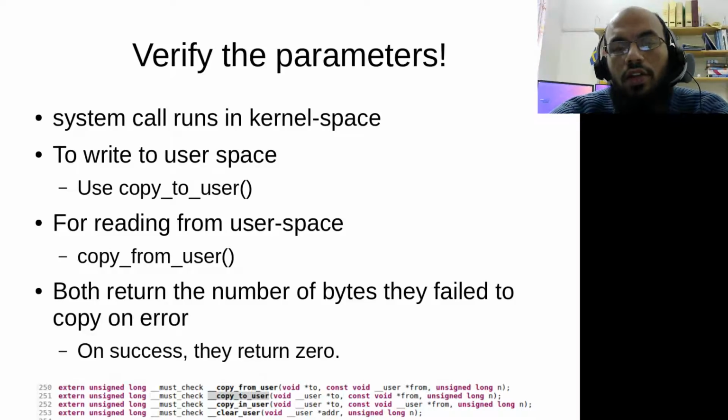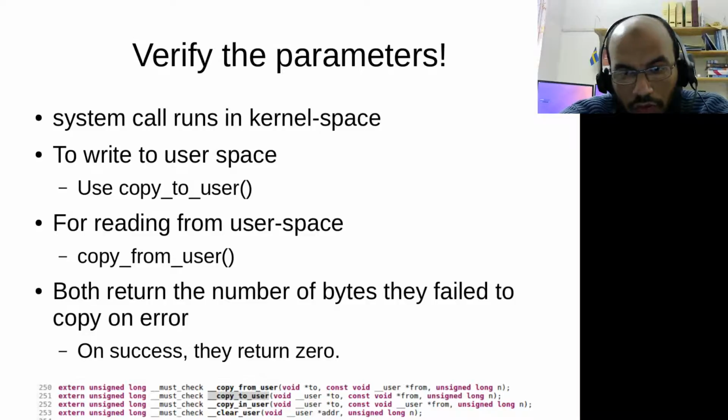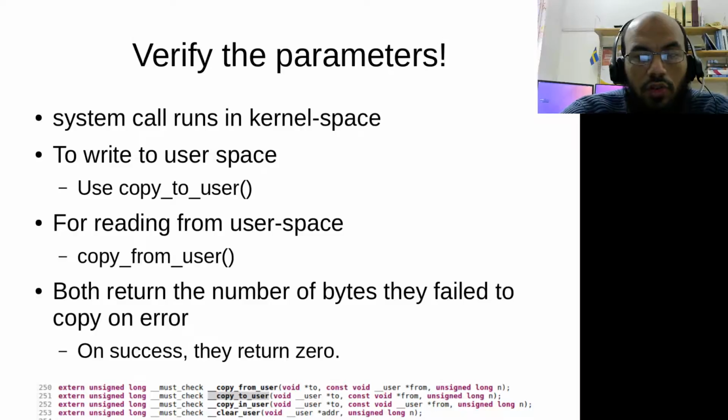Linux provides you with some mechanisms to help with this process. One of them is that if you want to write to user space from kernel space, you use the copy_to_user function. That is defined over here, for example. And for reading from user space, it provides another function, which is copy_from_user. If you're reading from user space, this is what you use, and if you're writing to user space, this is what you use.